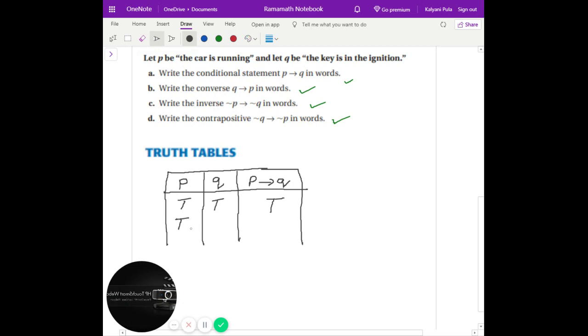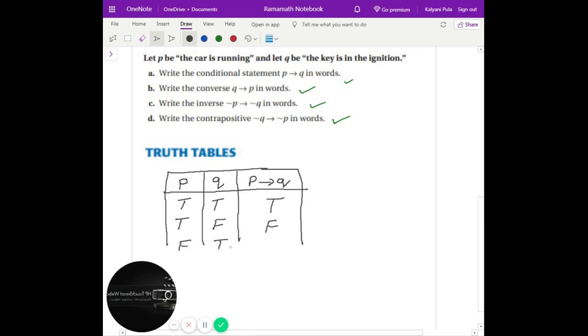Now the next one. Let's say the car is running, so the ignition is not in there. If the key is not in there, what do you think? Is it true or false? False. It is not possible there. Okay?